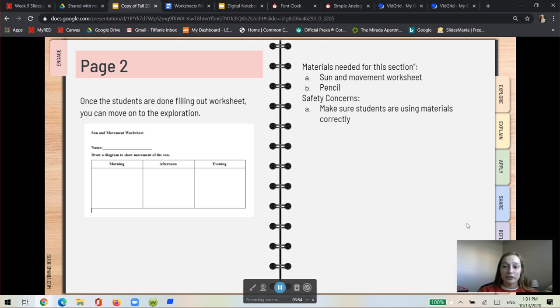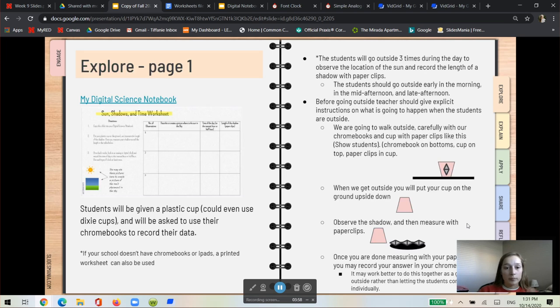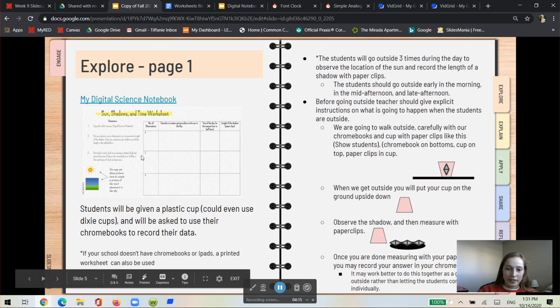And then I just have materials on this slide and also the safety concerns. Then you'll move on to the Explore section after that. This is all still in the same period of time. I will explain this, my digital science notebook, when I get there, so don't worry about this right now.